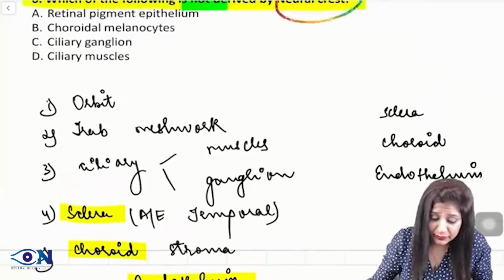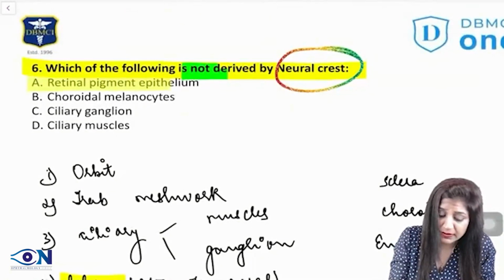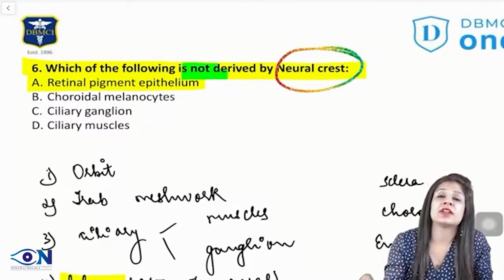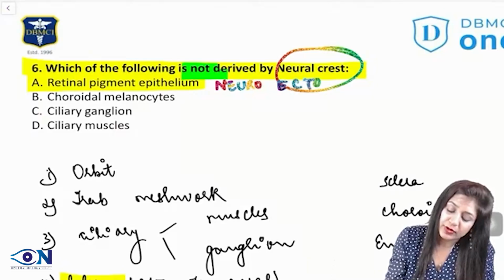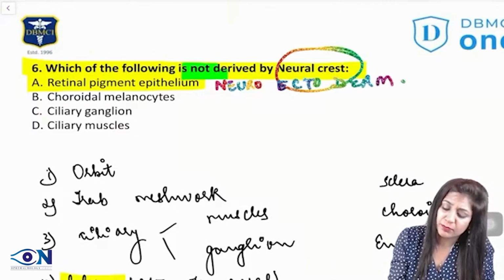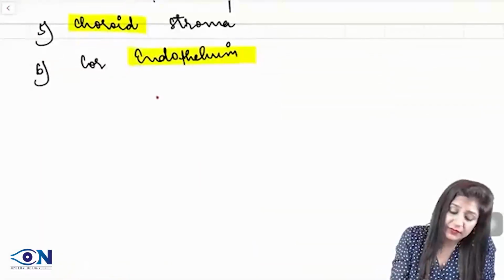So basically, everything is coming from here except for this retinal pigment epithelium, retina, as well as the optic nerve. They are coming from the neuroectoderm. So this is again a very important question, but a very easy question, straightforward. This we have discussed in the development of the eye.